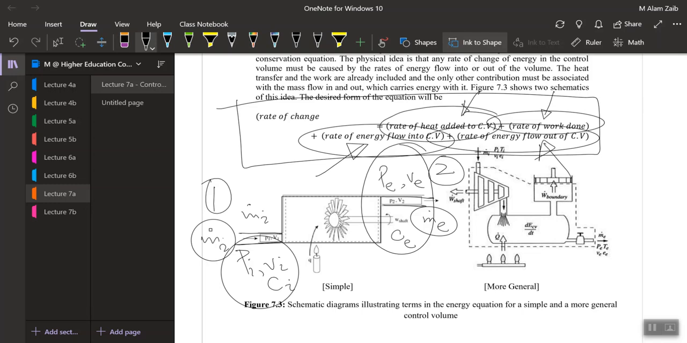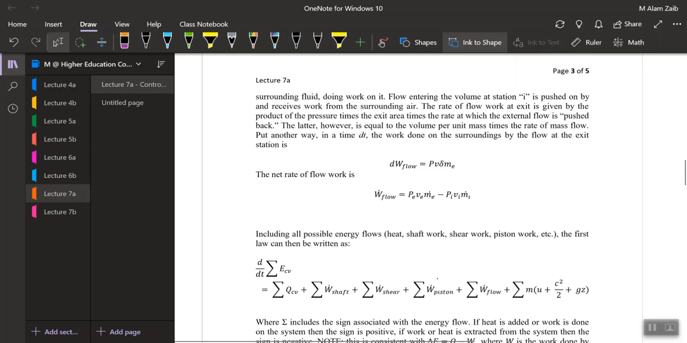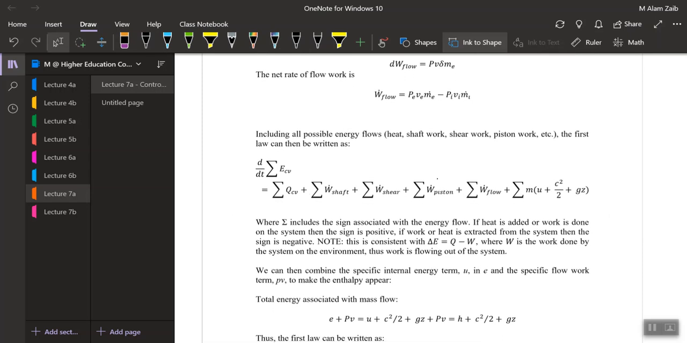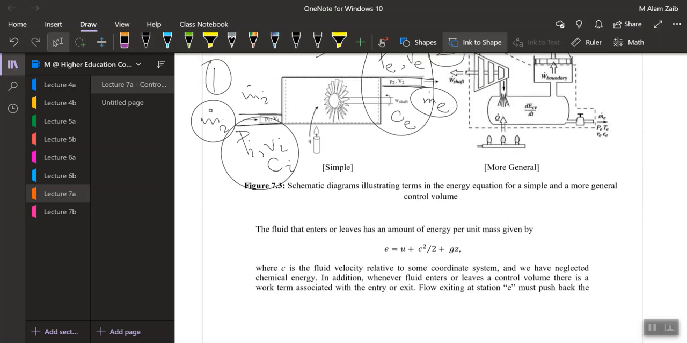So in other words, if I combine these, the total energy would be heat energy, work energy, and the energy with the mass, but we will come back to it later. Now what would be the energy which is entering with the mass itself?